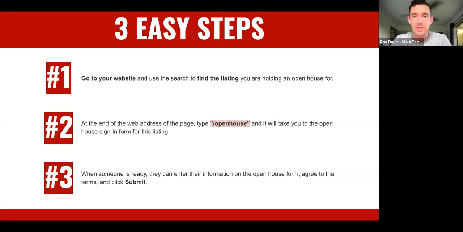At the end of the web page address for that property, you'll toggle your cursor at the very end of the URL and then type /openhouse, no quotations. It probably takes about 3 to 5 seconds to build a custom landing page, and it'll take you to this new open house sign-in form that it automatically creates. And that's why we call it the 10-second open house sign-in form, because literally the only work you have to do is find the property and then type open house after the URL.